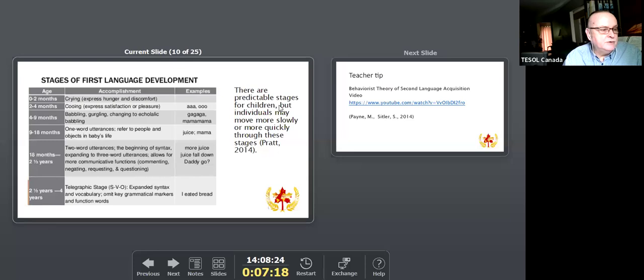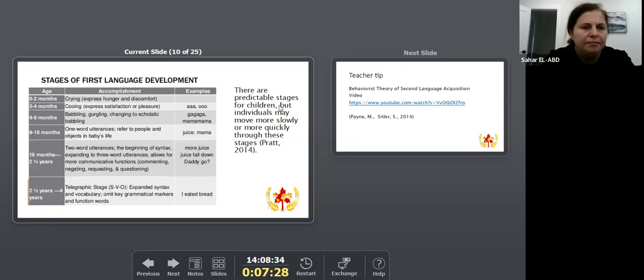Stages of first language development. Are you able to read that chart? Yeah. You can read it okay? All right.